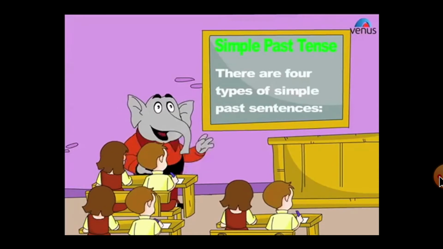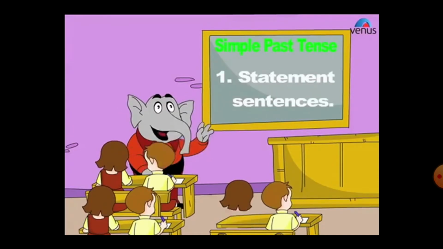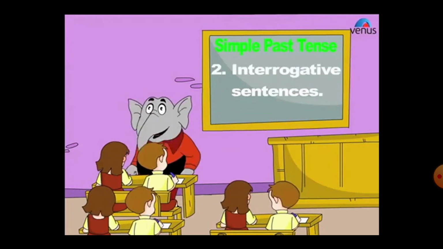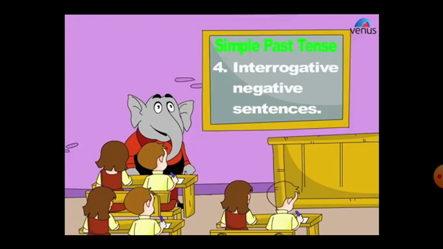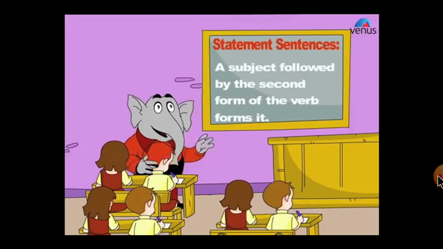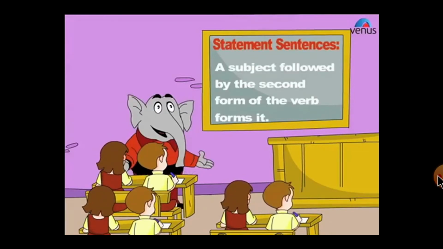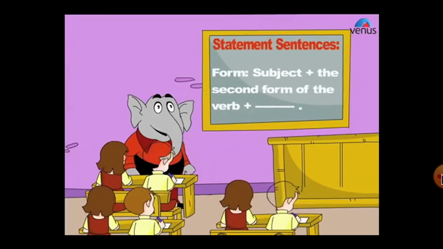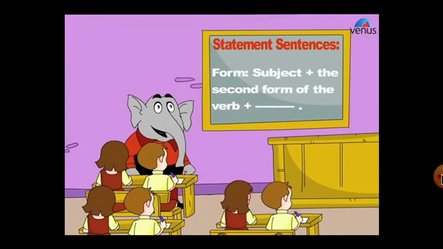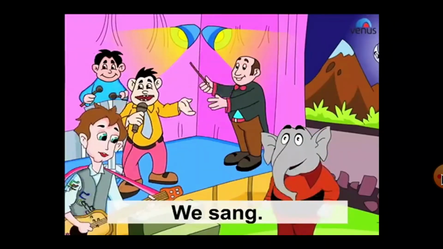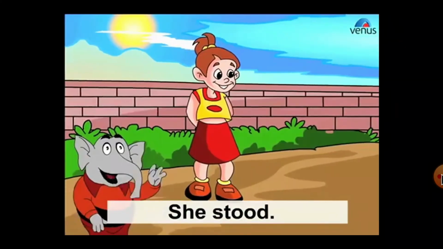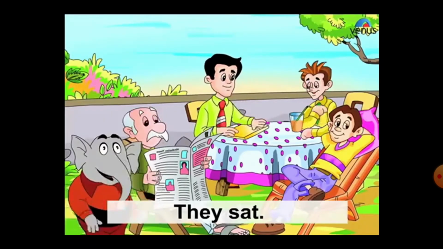There are four types of simple past sentences: statement sentences, interrogative sentences, negative sentences, interrogative negative sentences. Statement sentences. A subject followed by the second form of the verb forms it. Form: subject plus the second form of the verb. Examples: I walked, we sang, you played, she stood, they sat.